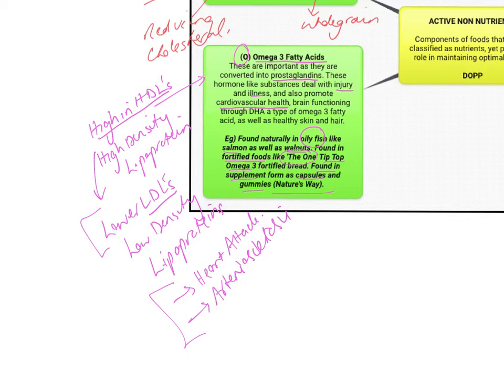Now, other benefits of omega-3 fatty acids is that it does help with brain functioning through DHA, which is a type of omega-3 fatty acid. And it's particularly added to baby formula to assist in the proper development of the brain. And omega-3 fatty acids also are an essential fatty acid that help with keeping skin and hair healthy.